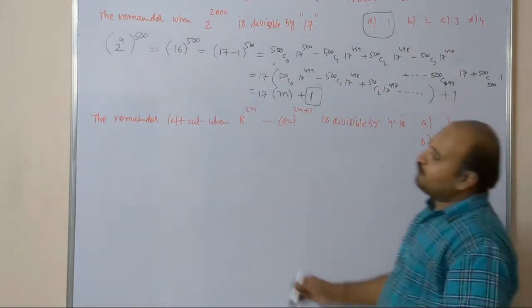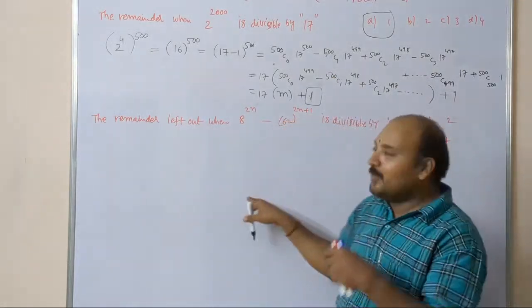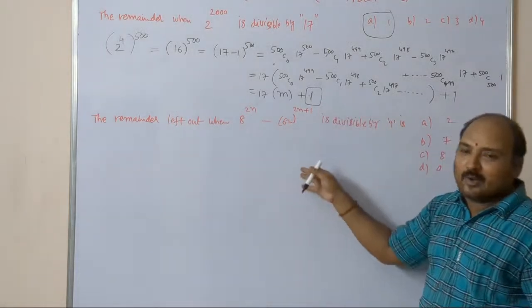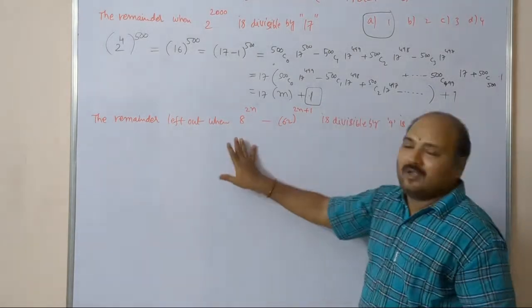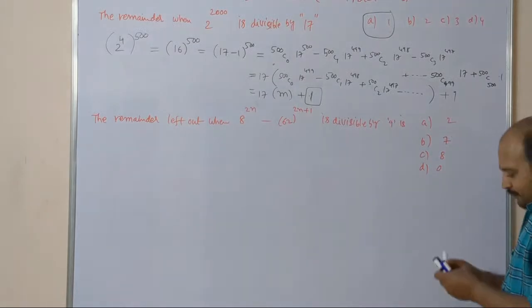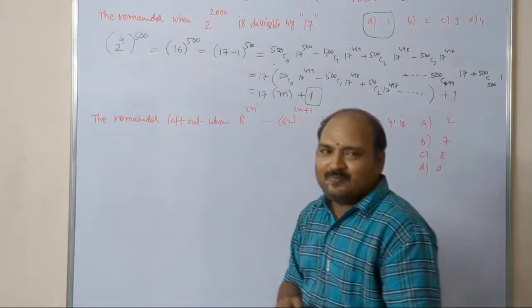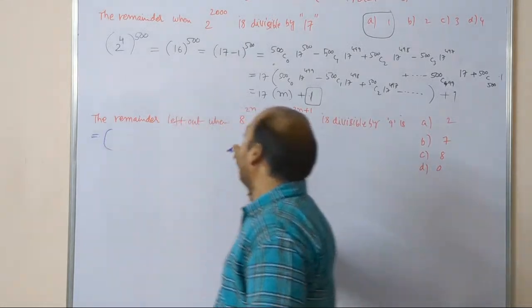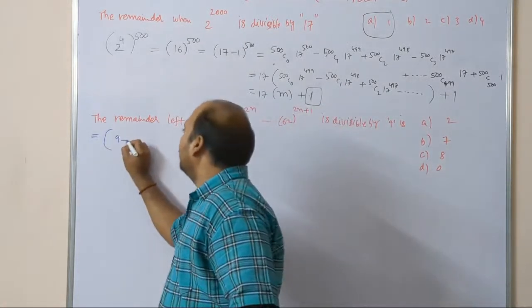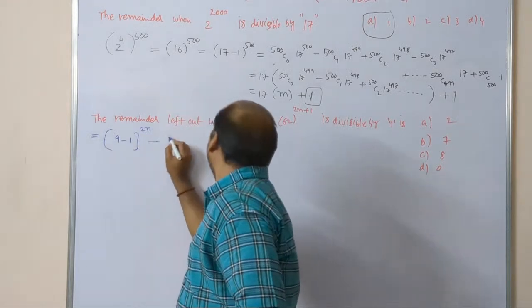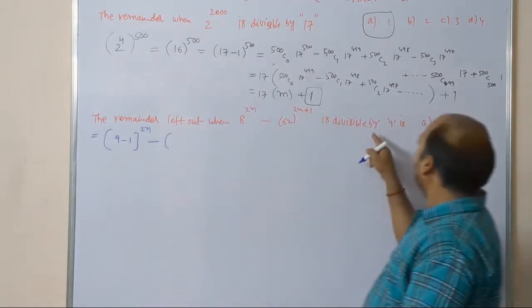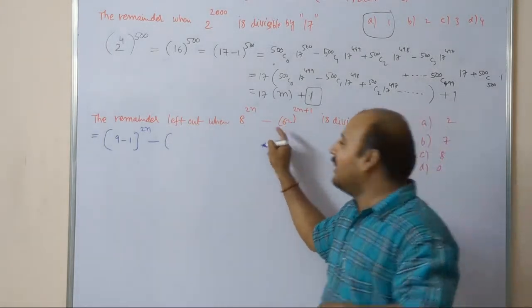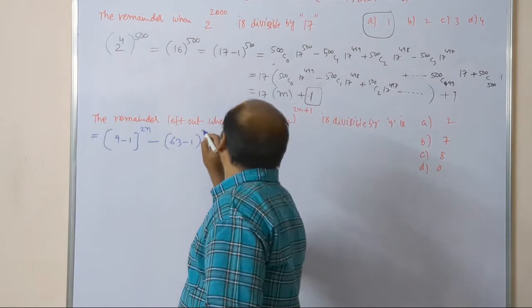What about here? The remainder left out. Left out means whatever value is remaining. Indirectly they are asking for the remainder only in this question. Just I will explain how to do. 8 is a nearby value to 7, so we can write it as 9. 9 minus 1 whole power 2n, minus 62 nearby. That too is divisible by 9, they are saying, no? 9 times 7 is 63. 62 can be written as 63 minus 1, whole power 2n plus 1.